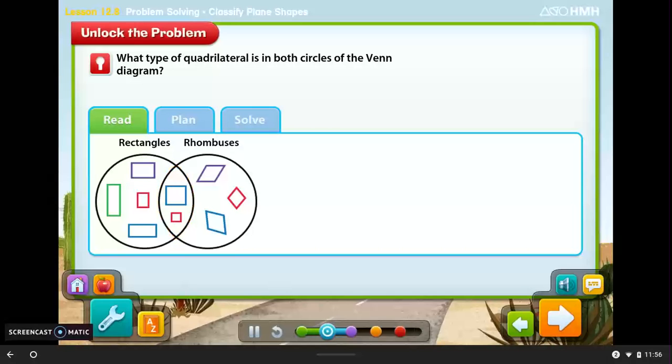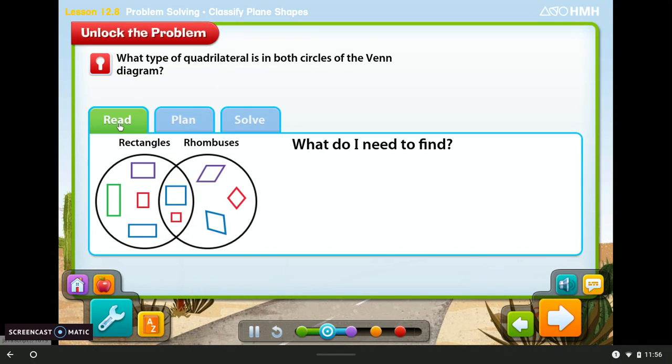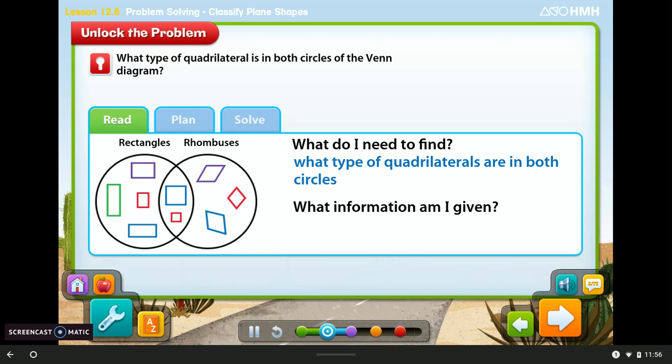Okay, so what are some things that we should know? We're kind of talking about rectangles. We're kind of talking about rhombuses. What is it that we're needing to find? What we're trying to find is what type of quadrilaterals are in both circles, and we need to find that information by using what we're given. So we are given that the left side is a rectangle and the right side is a rhombus. So we need to find what type of quadrilateral is in both of these circles using rectangle and rhombus, okay? So everything in this circle is a rectangle, everything in this circle is a rhombus, but we want to figure out what this is called, okay?